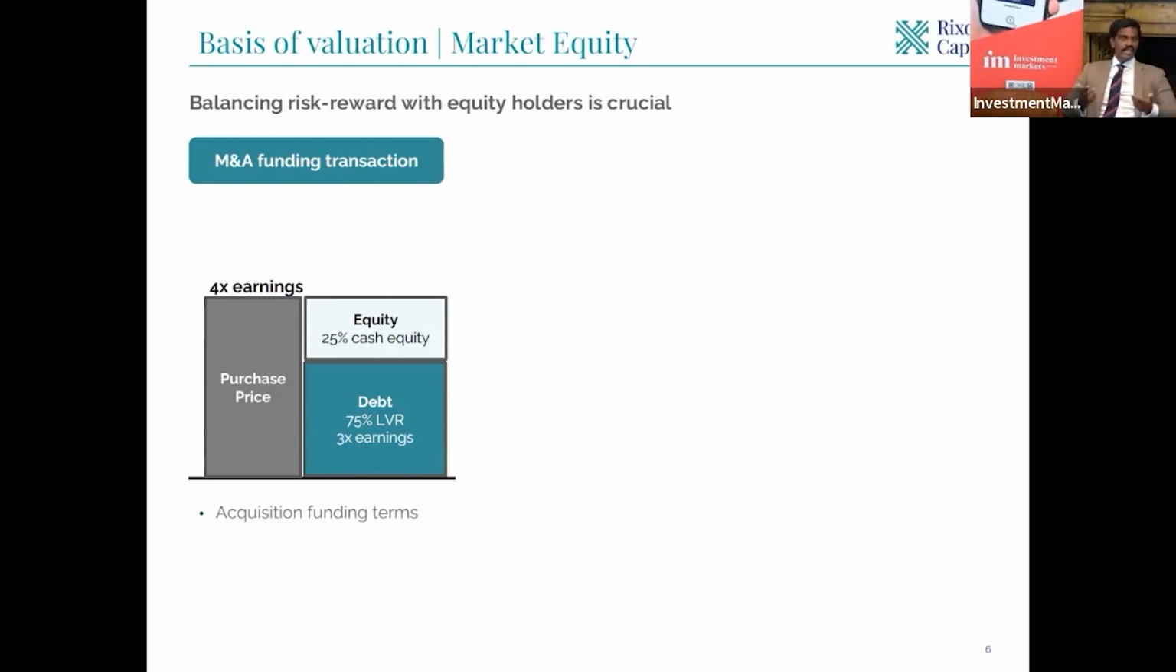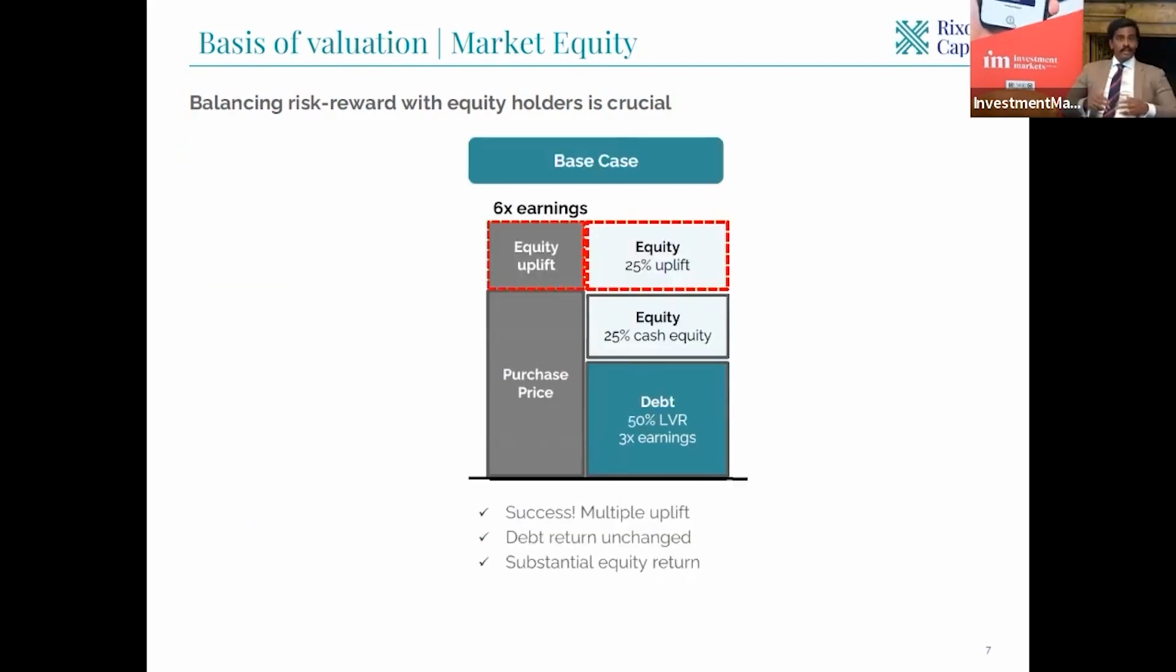In this example, I've put together an M&A funding transaction. So the debt holders have a 75% LVR. The debt package involves buying a business for 4 times earnings. Now, in the base case, everything's gone very well. You're benefiting from multiple accretion. So if you look at the chart now, the equity holders have doubled their investment. It's a very, very nice return for them. The debt holders, on the other hand, get the same return, but they benefit from deleverage. It's now 50% LVR, because the business is worth more. But again, we're debt holders, so we're not benefiting from the upside.